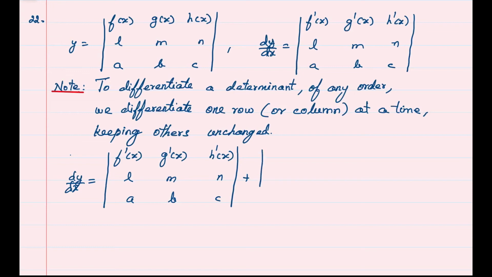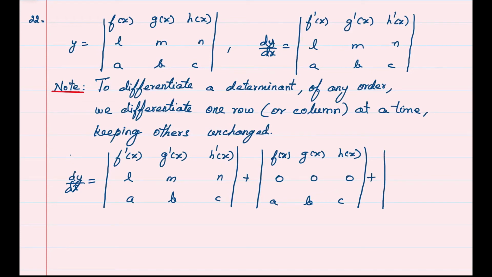Plus, now we will differentiate the middle row, keeping the first and the third rows same. So we have to write the first and the third rows of the original determinant: f of x, g of x, h of x, third row is a, b, c. In the middle row, all three elements are constants. Derivatives are zeros.